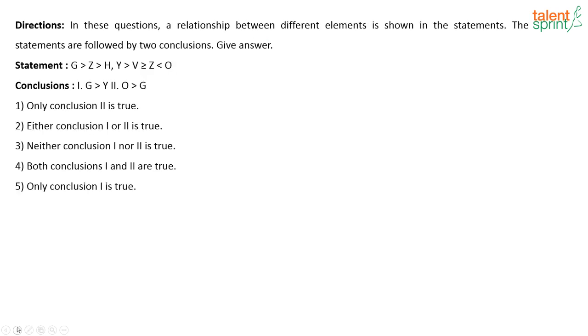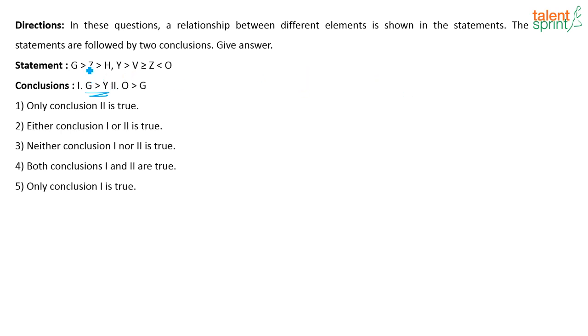The next question is on coded inequalities. What is given? Given statements, see which of the conclusions follow. Very, very easy question. Just by looking at the question, you should be able to give me the answer for this. So basically what should you do here? Given statement is G greater than Z greater than H, Y greater than V greater than or equal to Z less than O. The first conclusion says G is greater than Y.